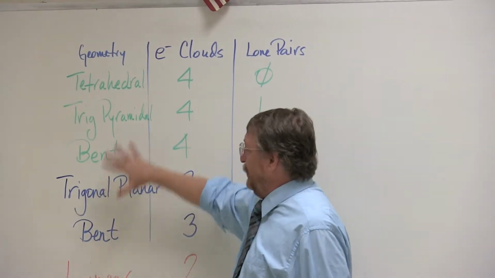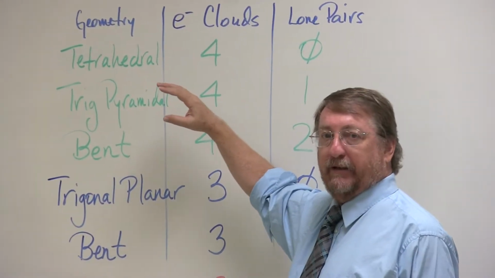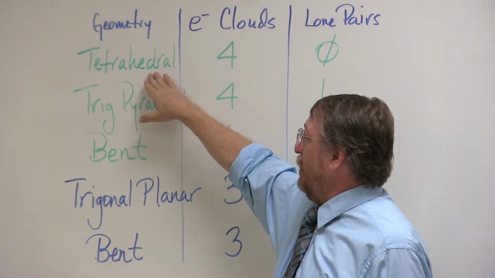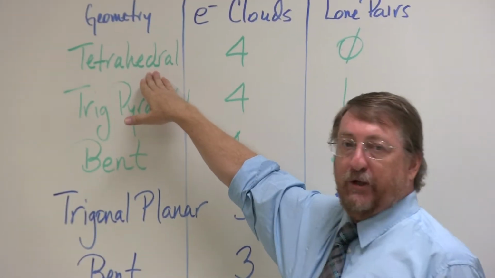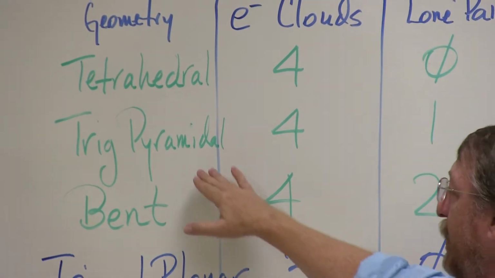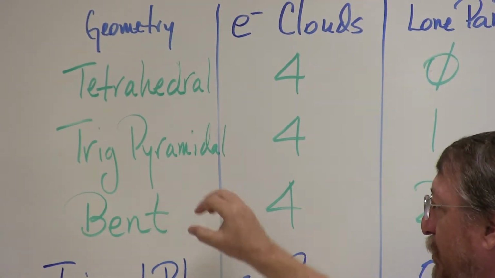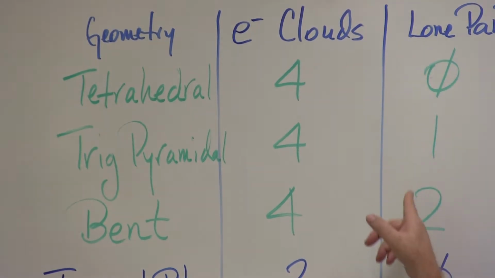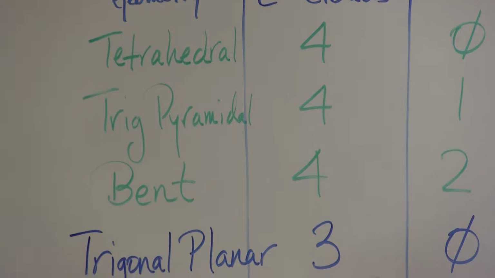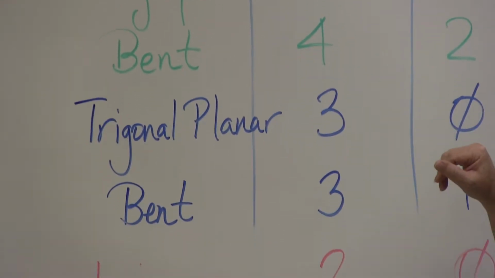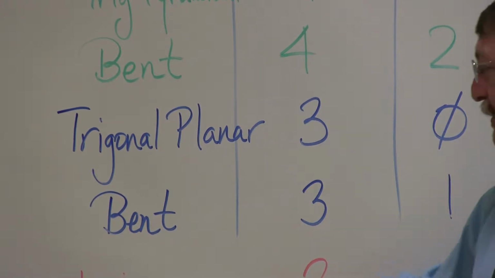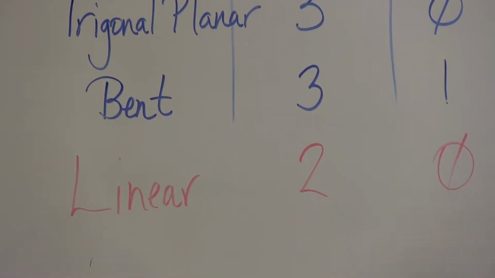Here we have the geometries that we're going to learn. These are the base octet organized geometries. Our primary 4-electron cloud geometry is tetrahedral. That's going to have 4 electron clouds and no lone pairs. There are two subsets of that, trigonal pyramidal and bent, where lone pairs start to show up. Then we have trigonal planar, which has only 3 electron clouds, none of them lone pairs. And then we have a bent, in which there is a lone pair, and then we'll have a linear, where there's 2 and 0.